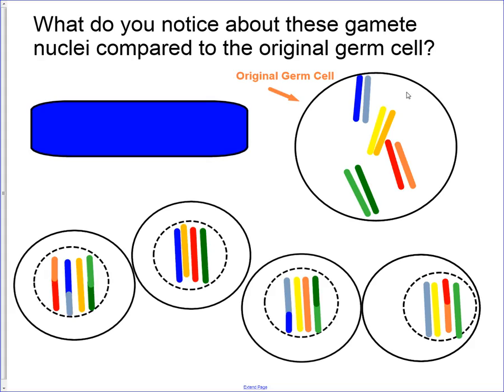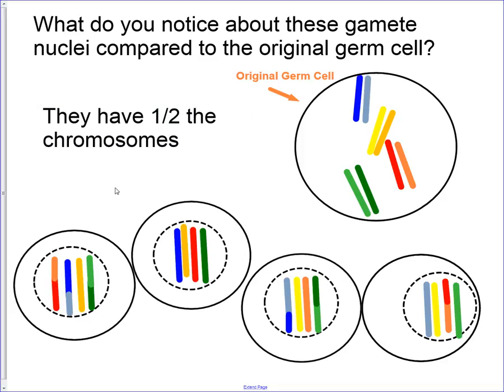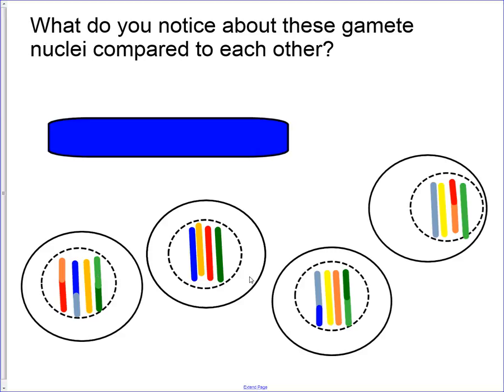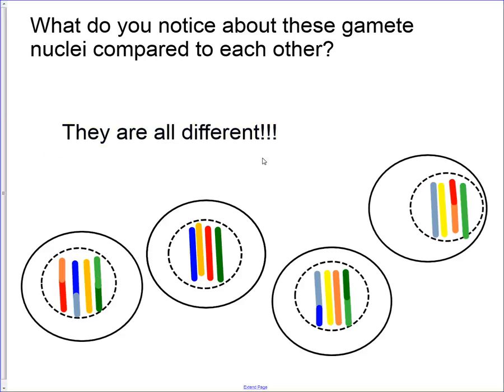If you compare the gametes that are created with the original cell, you'll notice that there's half the amount of genetic information. So there's 8 chromatids here, and then 4 in each cell. So they have half the number of chromosomes, which makes them haploid. If you compare them to each other, you'll notice that none of them are identical. So you have genetically unique gametes. This also ensures that you won't have children that are identical to each other.